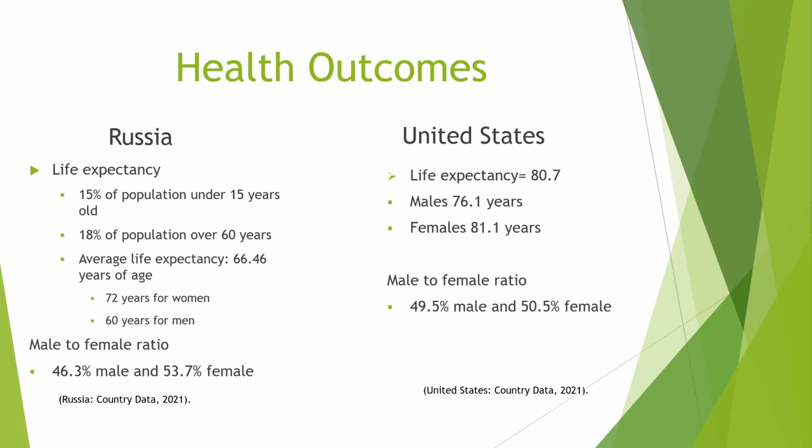Now, in the United States, the life expectancy is 80.7, and we can round that one up to 81 years old. And the average is 76.1 years old for men and 81.1 years for females. The male to female ratio in Russia is 46.3% male and 53.7% female, while in the United States, the ratio is 49.5% male and 50.5% female.